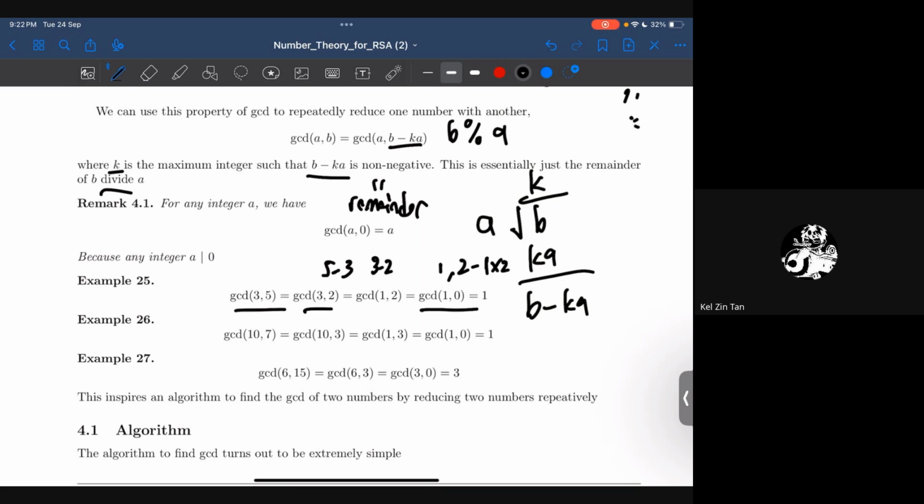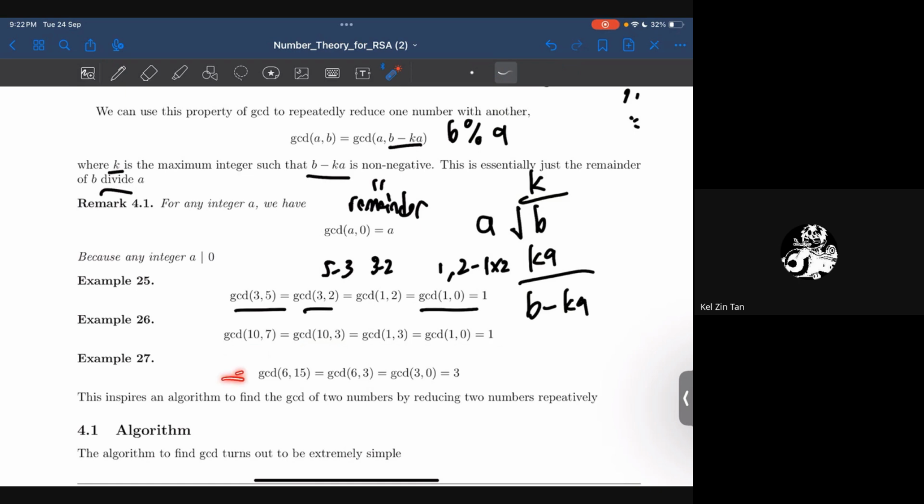Another example is this. Look at GCD of 10 and 7. We know that 7 is a prime number. 7 cannot divide 10, so this is 1. But you can walk through the process. Then finally you get the GCD of 1 and 0, and this implies that it is equal to 1.